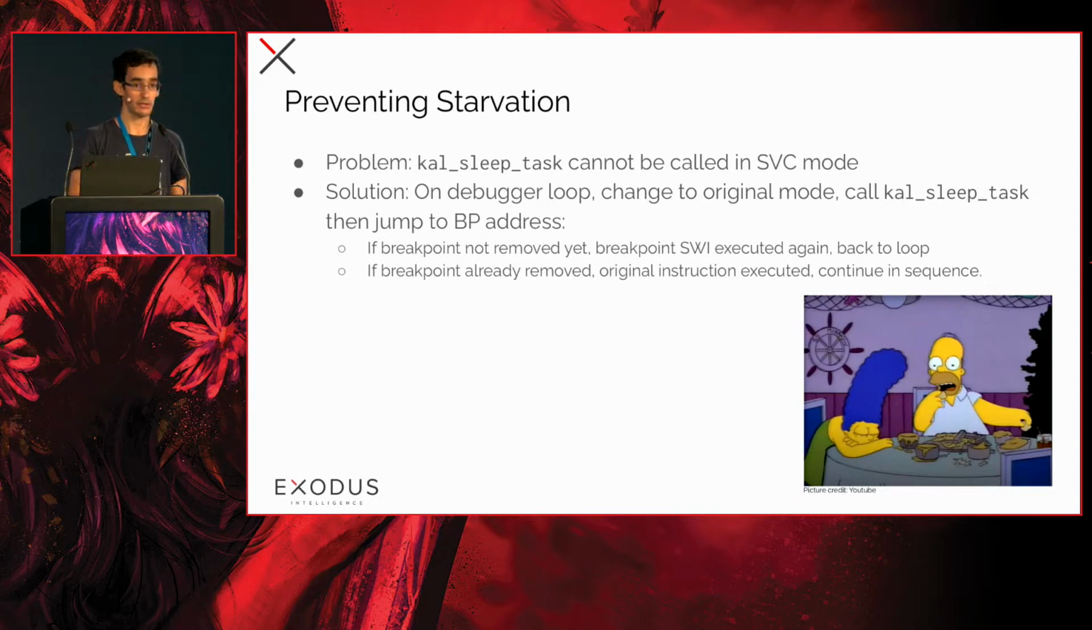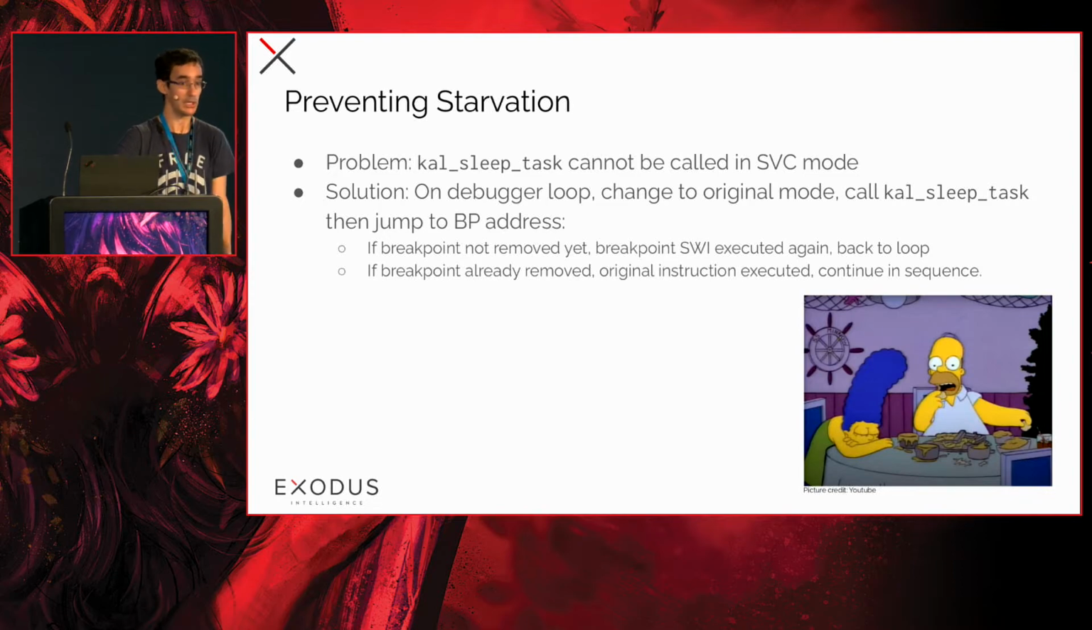And we know that every time the software interrupt instruction is executed, the processor is going to switch to SVC mode. So the solution in this case is going to be, on each iteration of the debugger loop, we're going to change to the original execution mode. We're going to call sleep task, and we're going to then try to jump back to the original breakpoint address.